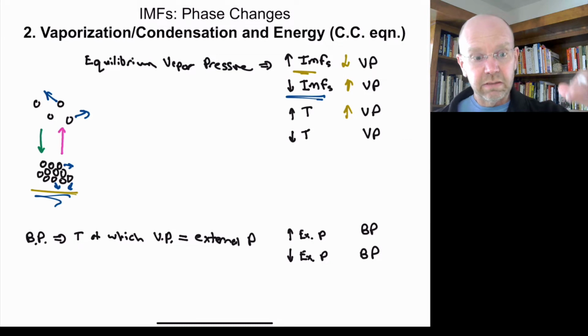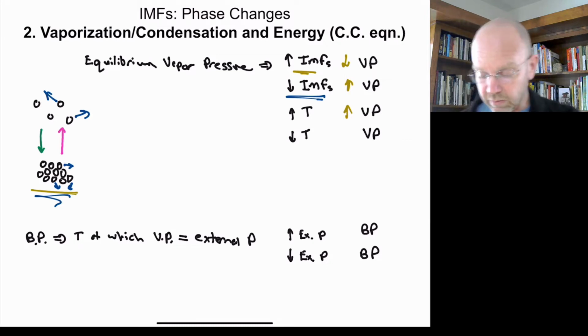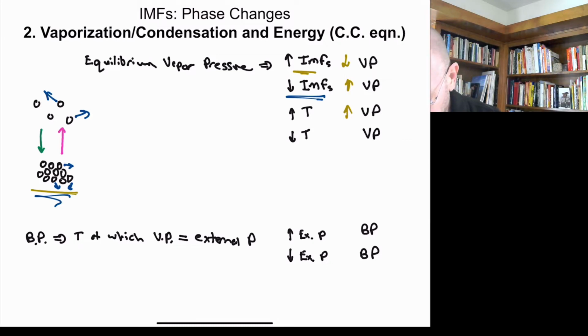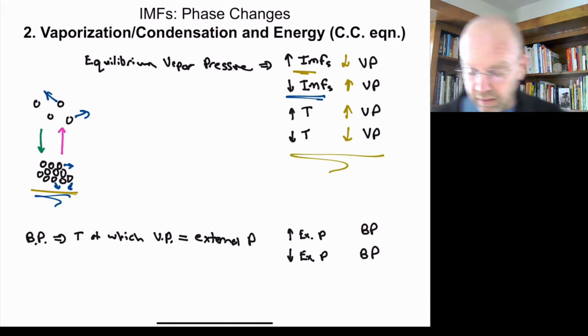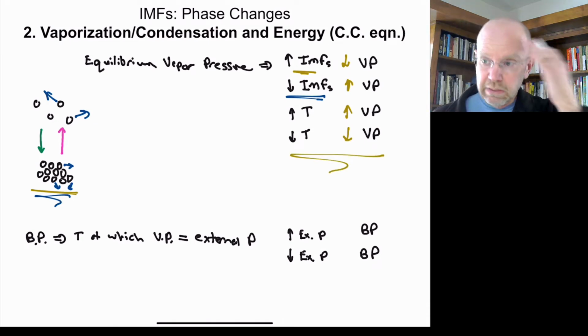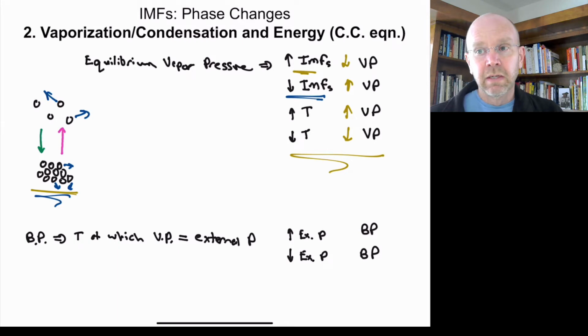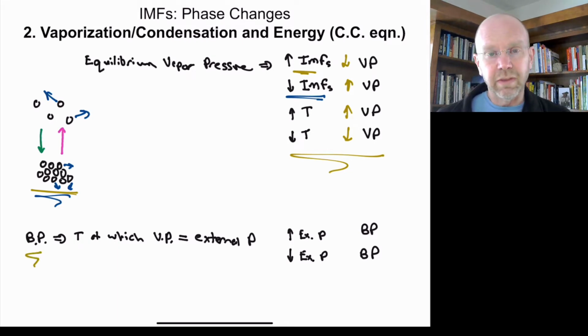The cooler it is, the easier it is to hold those atoms or molecules in the liquid, and the vapor pressure will go down. These sort of intuitive relationships are really important to keep in mind. So there's another term that you need to get familiar with, and that's boiling point. Boiling point is the temperature at which something boils at a given pressure, okay?